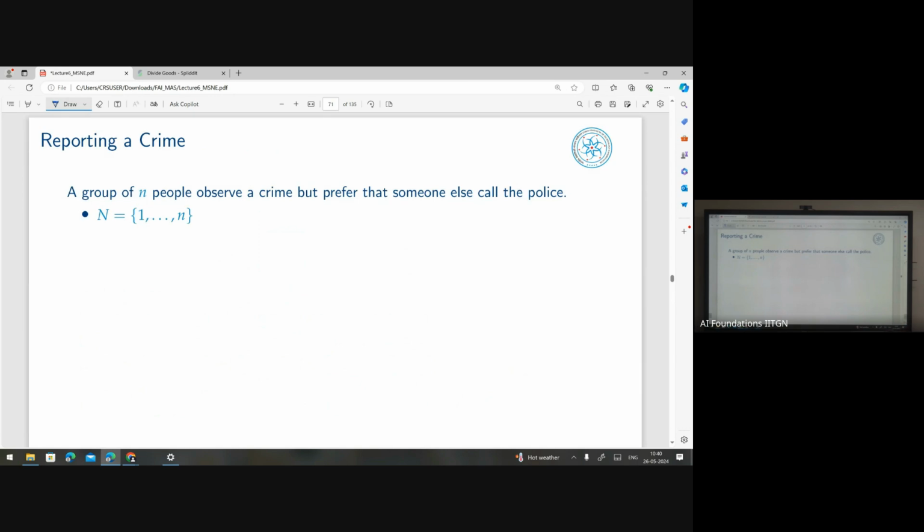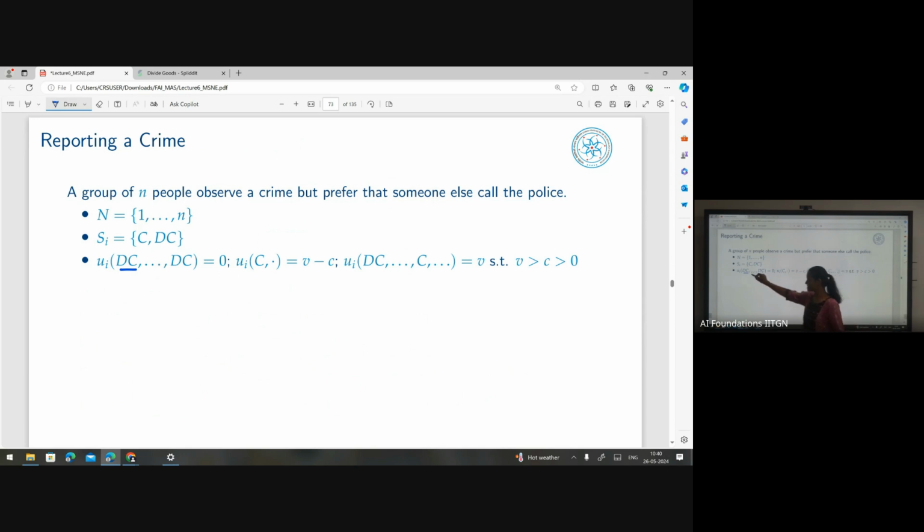If we want to write this as a game, this is how we'll do it. There are n agents, and each of them has two strategies: either call or not call. Now we'll have to fix the utilities somehow. So this is how I fix the utilities. Just assume that the first utility U_i, when player i does not call and nobody else calls, is 0 because it wants the police to be informed.